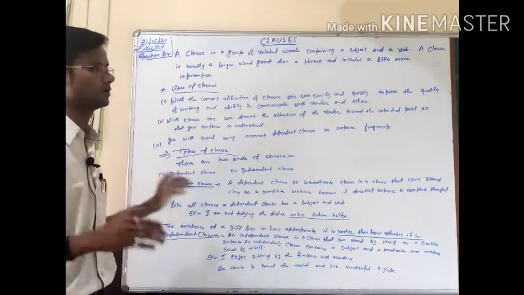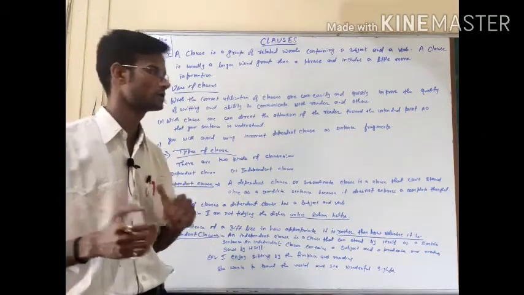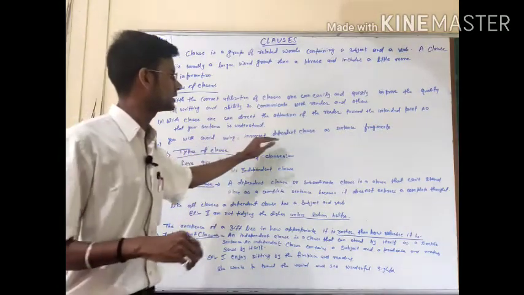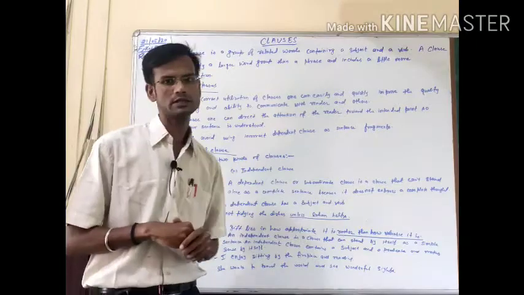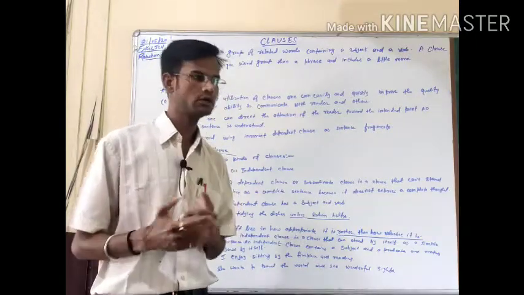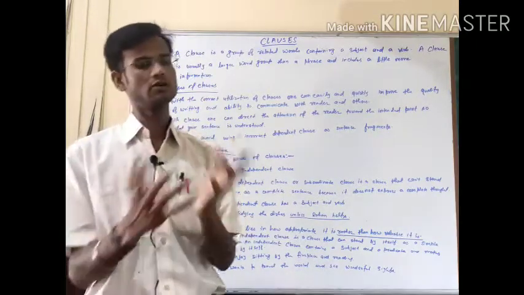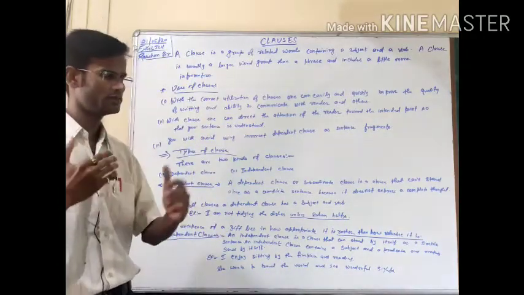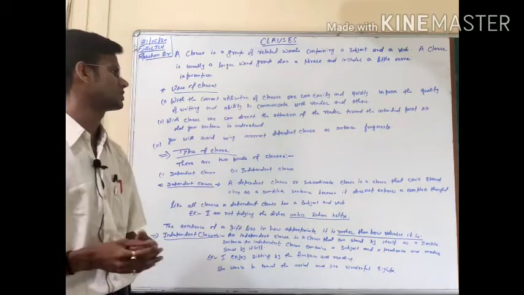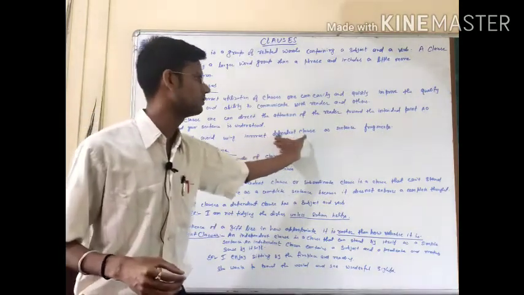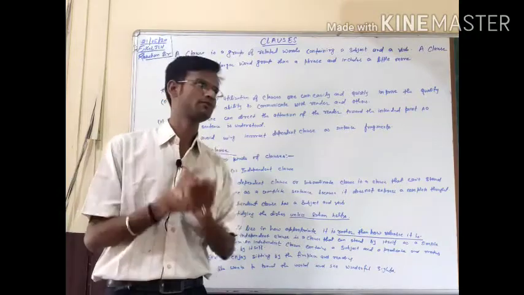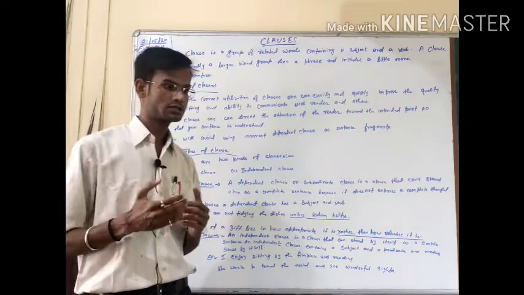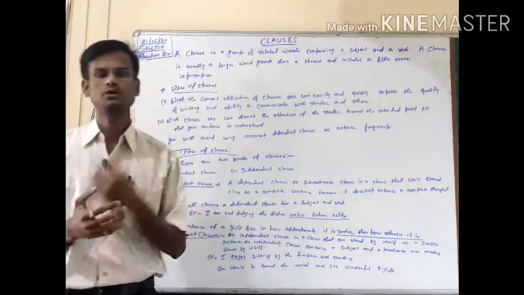The third point about the utilization of clause is that you will avoid using an incorrect dependent clause as a sentence fragment. You can easily observe that we commit several mistakes, like the utilization of a dependent clause as a sentence fragment. After this, we have to be aware of the types of clause.